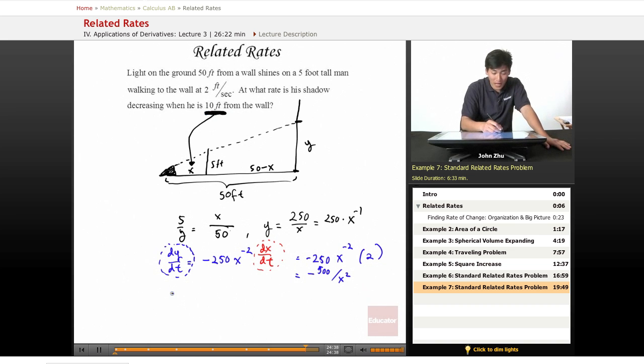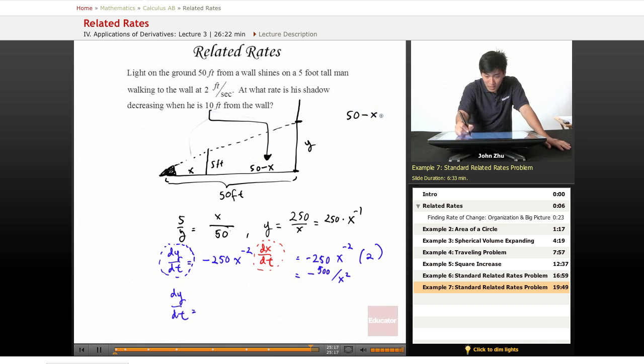So let's solve for dy dt equals negative 500 over 10 squared, which equals... Well, actually, x is not what they're giving you. So here it's a little tricky. 10 feet from the wall, well, 50 minus x is 10 feet from the wall. So actually, 10 feet is 50 minus x. So we'll have to do a little bit of arithmetic to get x. So 50 minus x equals 10. Then x equals 40. So then here we have negative 500 over 40 squared, which means negative 5 over 16 feet per second.